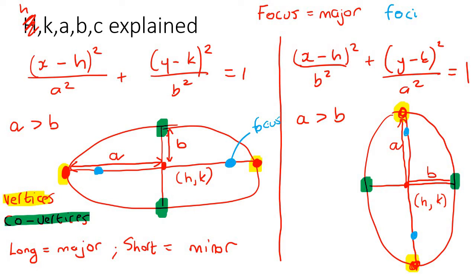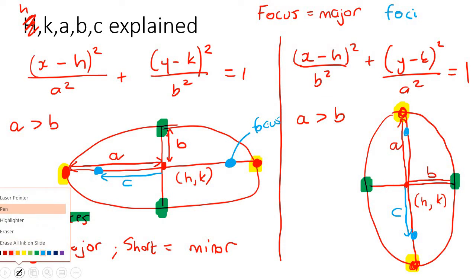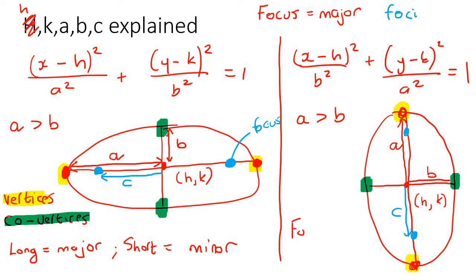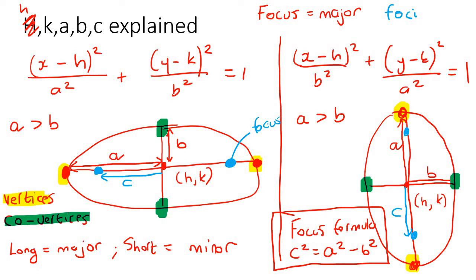So the distance from the center to the focus, that is called c. Okay? So from the center to the focus, that is called c. Now to calculate c, you could use the following formula. So let's use the focus formula, which is c squared is equal to a squared minus b squared. Okay, that is the formula to calculate the focus. And those are the important things we need to know.